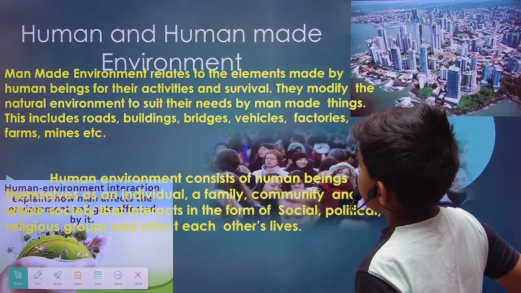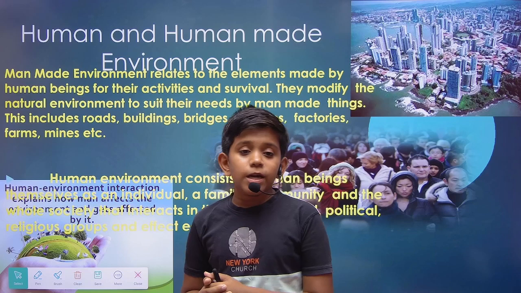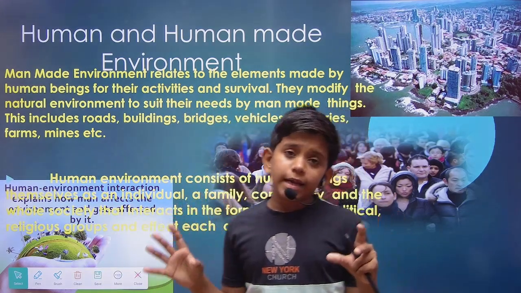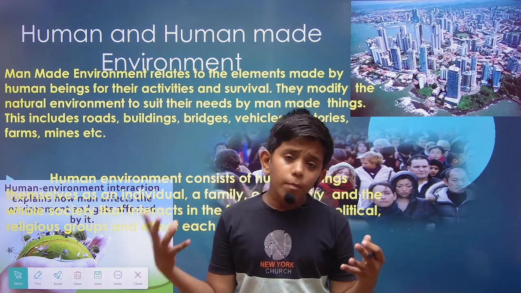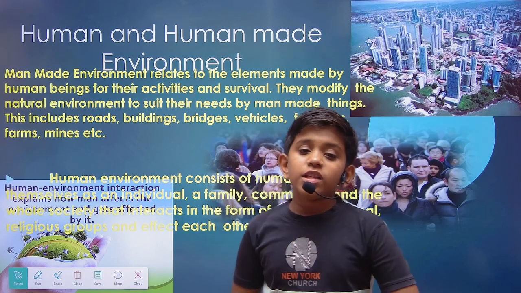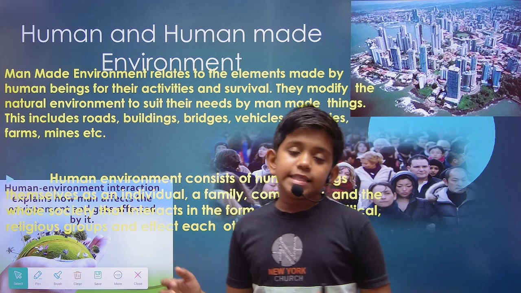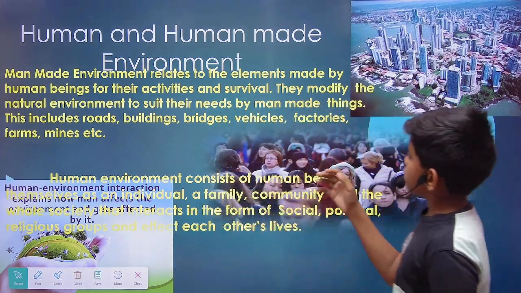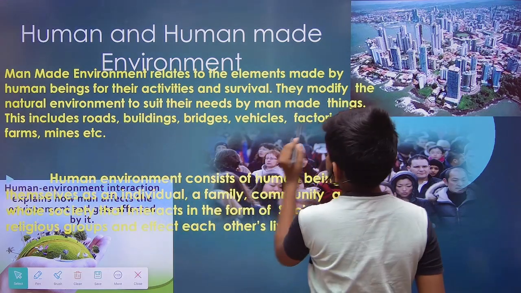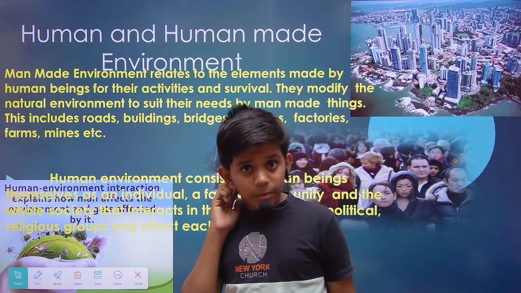Next, human and human-made environment. Man-made environment relates to the elements made by human beings for their activities and survival. Now, suppose we made any things. Why do we make them? To make our activities easier, to make our survival easier, to make the work easier. They modify the natural environment to suit their needs by man-made things. This includes roads, buildings, bridges, vehicles, factories, farms, mines, etc. Now, these examples, roads, buildings, these we made for us, right?